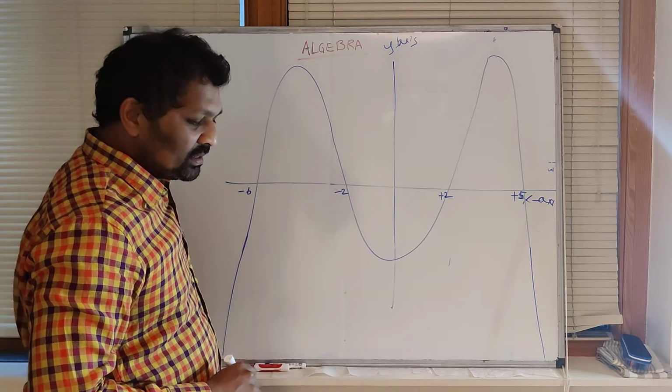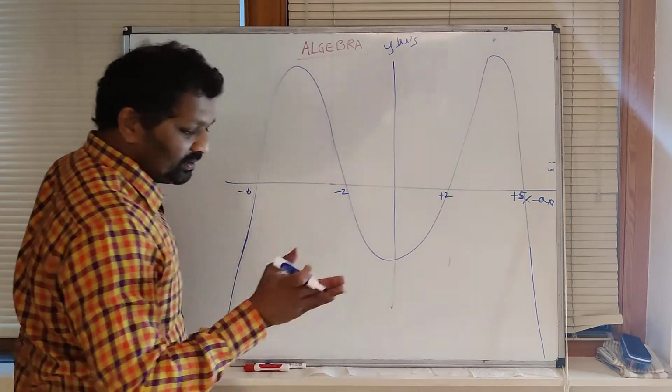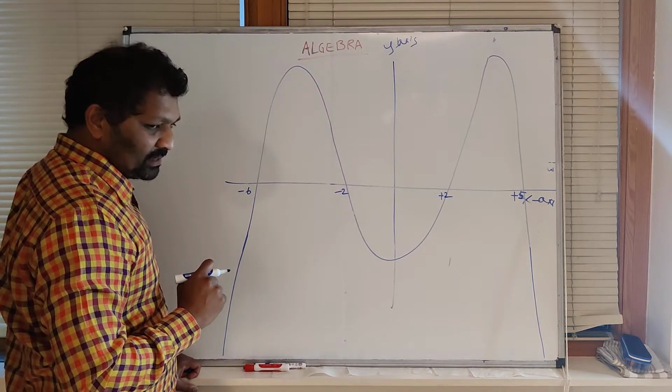Sine and cos waves, if the phase is 0, it passes through 0, 0. If it has some phase, then it won't pass through 0, 0.